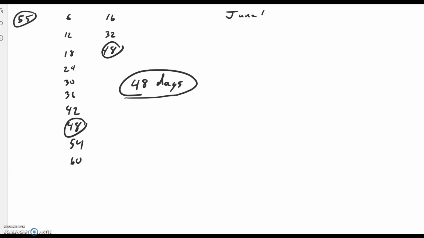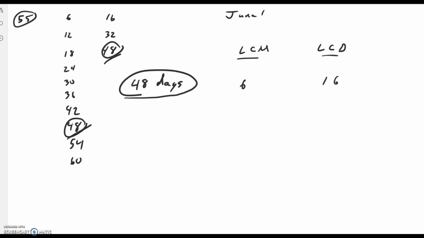So that's 48 days. This is probably the most basic way to find that, but there's lots of ways of finding this value. It's called the least common multiple. When you're dealing with the denominators of a fraction, it's called the least common denominator, but it's the same piece.